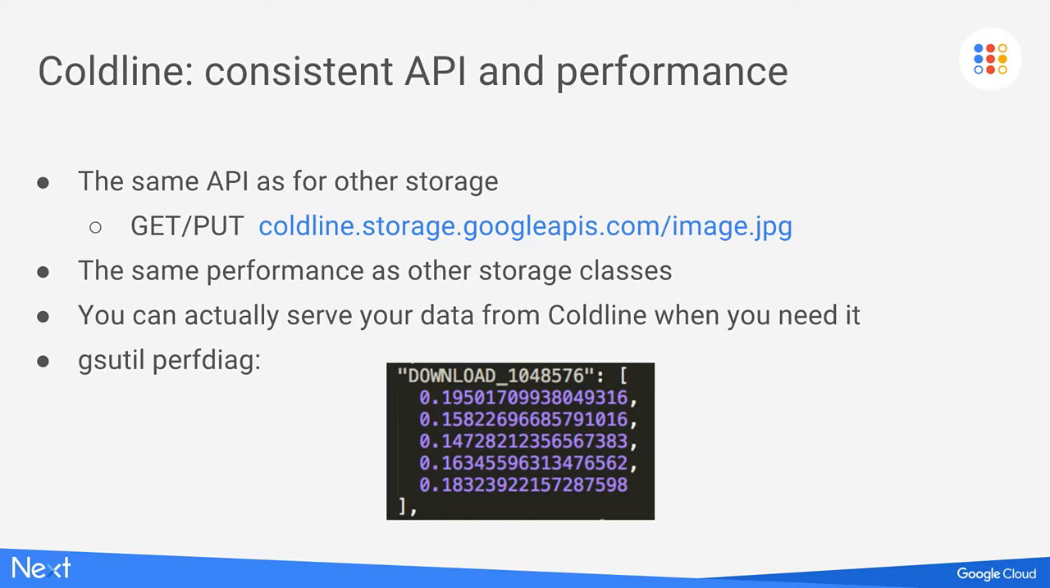In terms of performance, here's an example of reading 1 megabyte out of Coldline. We have a utility called GSUtil, Google Storage Utility, and I ran a perf diagnostic with that utility and downloaded a 1 megabyte file from Coldline. As you can see here, it's between 150 and 200 milliseconds to download a 1 megabyte file, which is quite impressive. Many customers cannot achieve this with their other solutions for hot data, and we achieve this with Coldline, less than 200 millisecond latency to pull out a 1 meg file out of the coldest tier that we have.